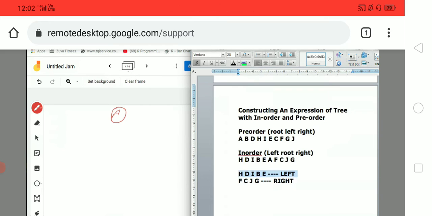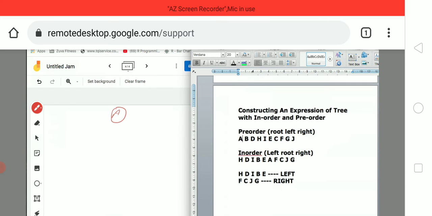Now we have to use these elements and compare from pre-order to construct another parent node. By using these left side nodes and right side nodes, we have to compare in pre-order to construct another parent node. Okay, so H, D, I, B, E, these elements are on the left side and C, F, G, J are on the right side.